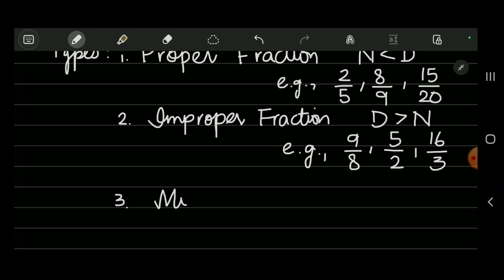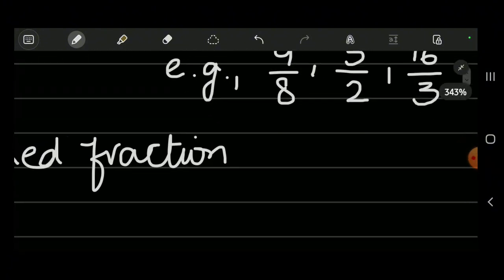Okay, now the third one is mixed fraction. A mixed fraction is a fraction which is written in this form. It is written as quotient, remainder, and divisor.